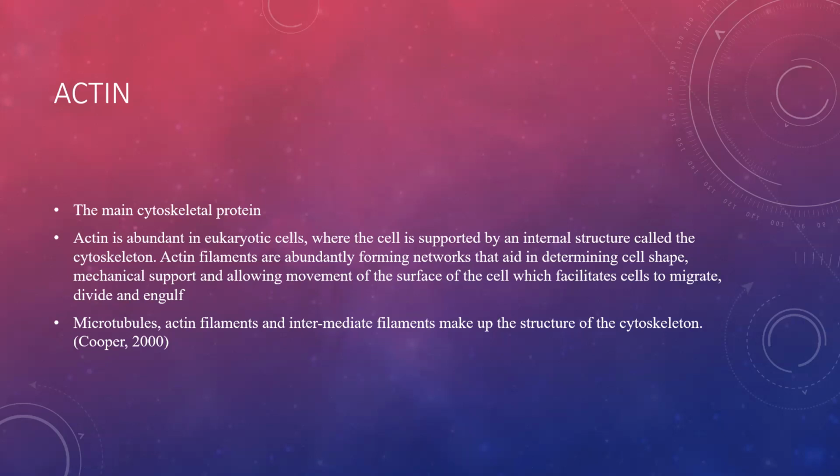The actin filaments, as I just mentioned, form those networks to determine the cell shape and the mechanical support, and allow movement of the surface of the cell, which gives rise to the cell's ability to migrate, divide, and engulf. Microtubules, actin filaments, and intermediate filaments make up the structure of the cytoskeleton, and RNA transcription and processing, as well as nuclear transport and remodeling of the chromatin, have all been linked to actin binding and actin-related proteins in the nucleus.